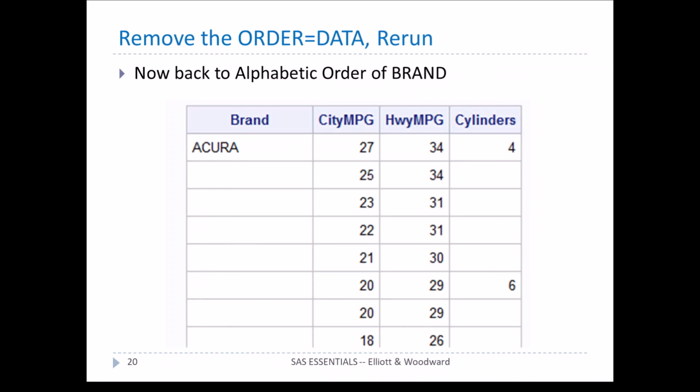Now, if we remove the order equal data, so it's no longer going to be Toyota, instead it'll be in alphabetical order, then we have Acura as the first one, and again we see Acura then appears, and we have 1, 2, 3, 4, 5 different Acuras with 4 cylinders, and then we have some with 6 cylinders. So it ordered it by brand first, and then by the number of cylinders within each model within the brand.